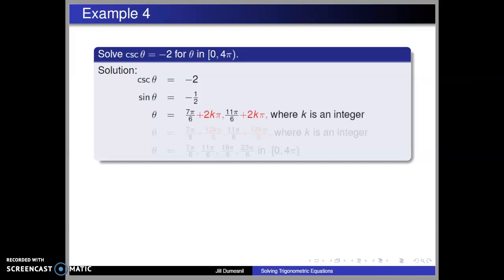So theta equals 7 pi over 6 plus multiples of 2 pi, or 11 pi over 6 plus multiples of 2 pi. We can get common denominators to make it easy to add the second revolution around the unit circle. Now we calculate the desired solutions by plugging in k equals 0 and k equals 1. So the solutions in the interval from 0 to 4 pi are x equals 7 pi over 6, 11 pi over 6, 19 pi over 6, and 23 pi over 6.